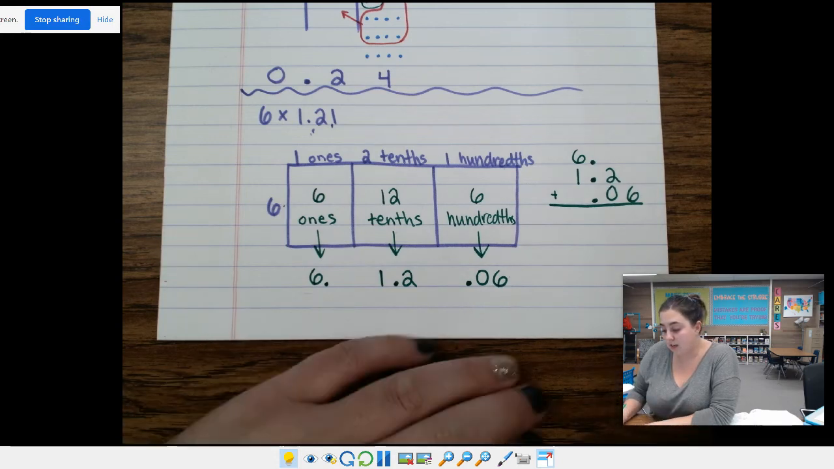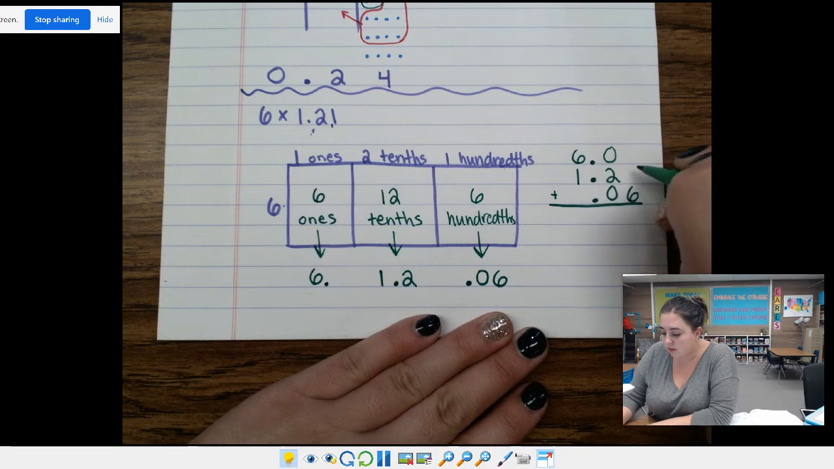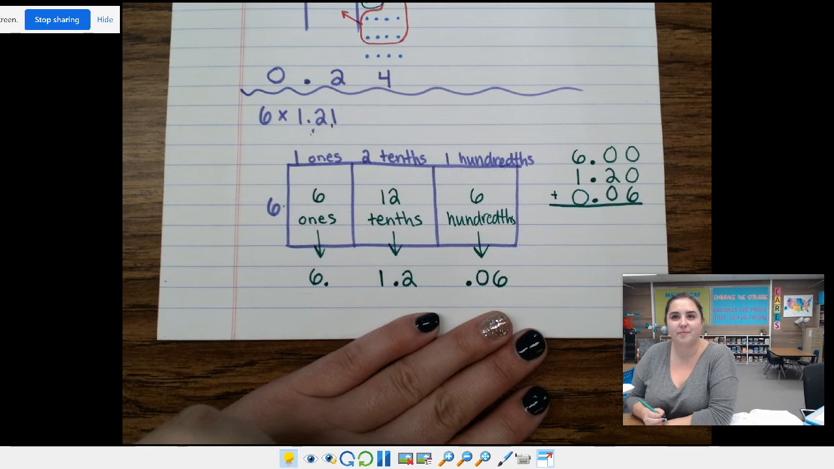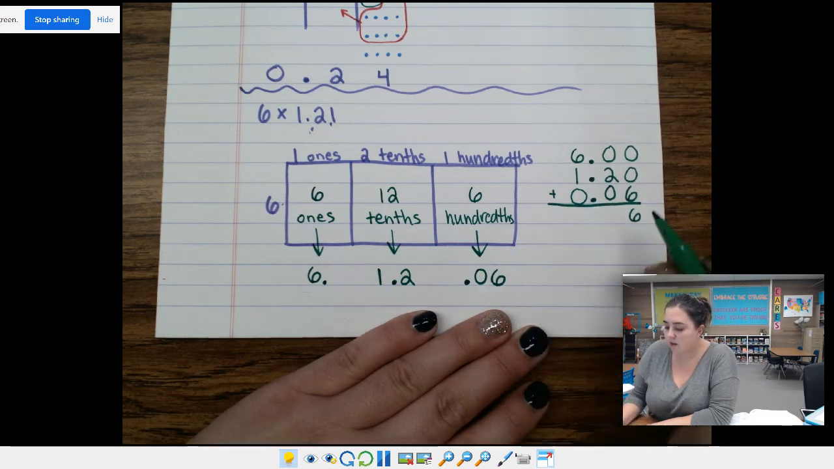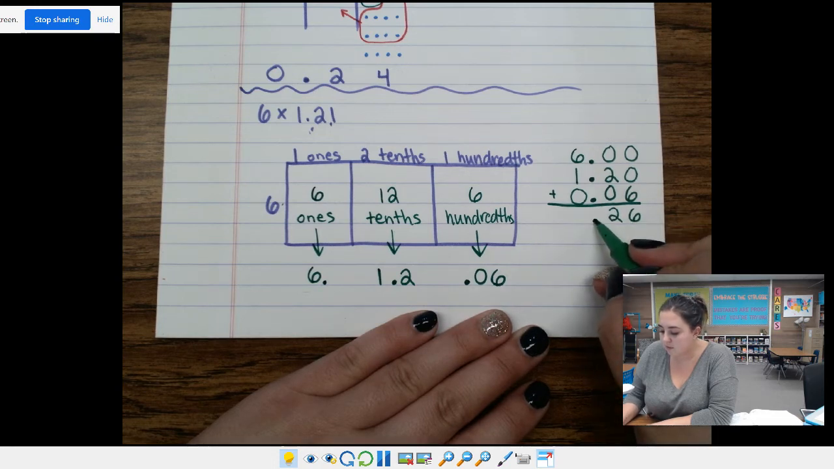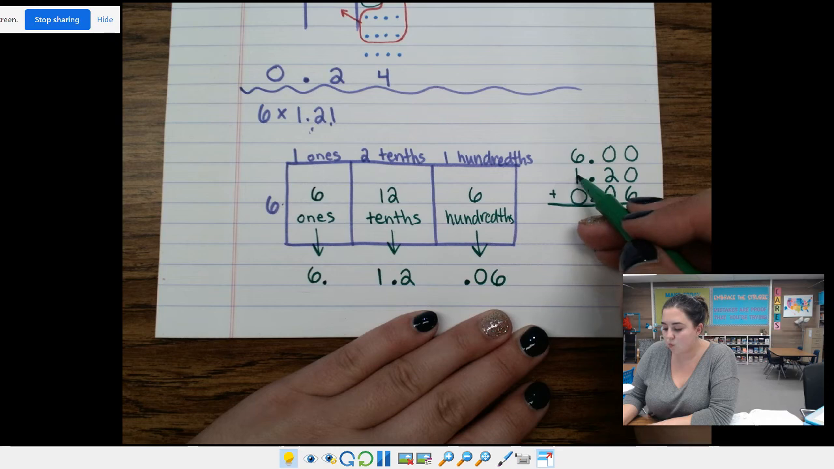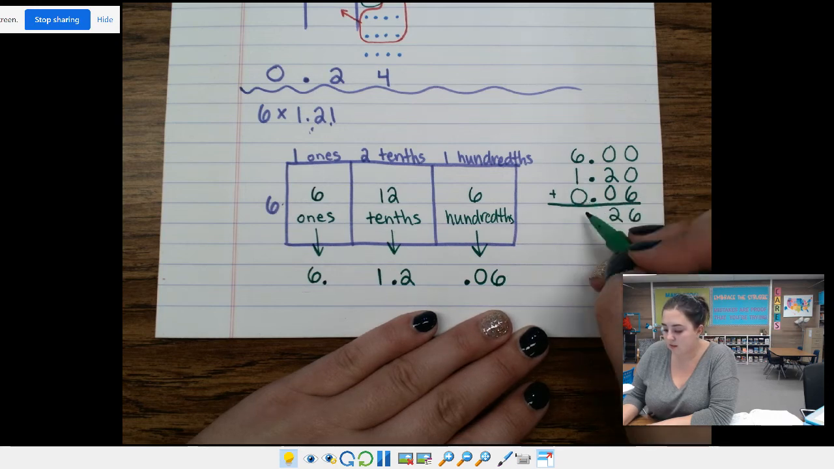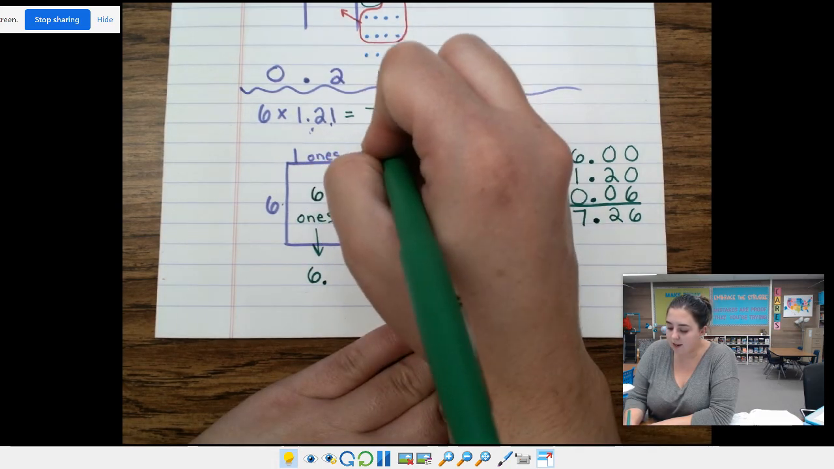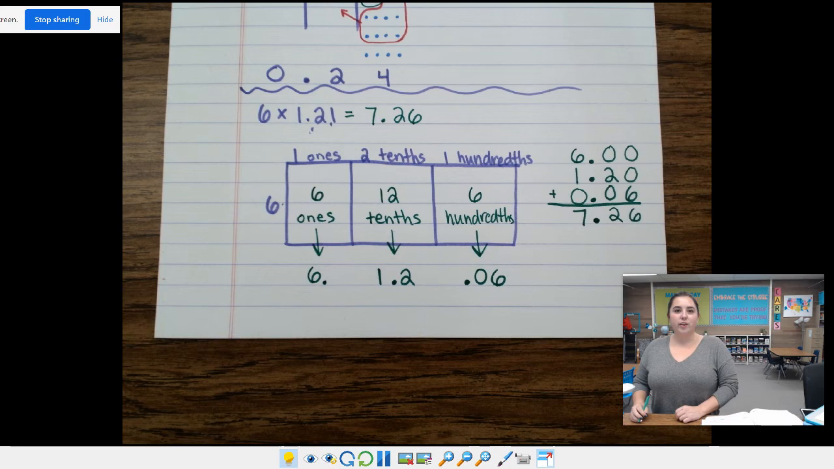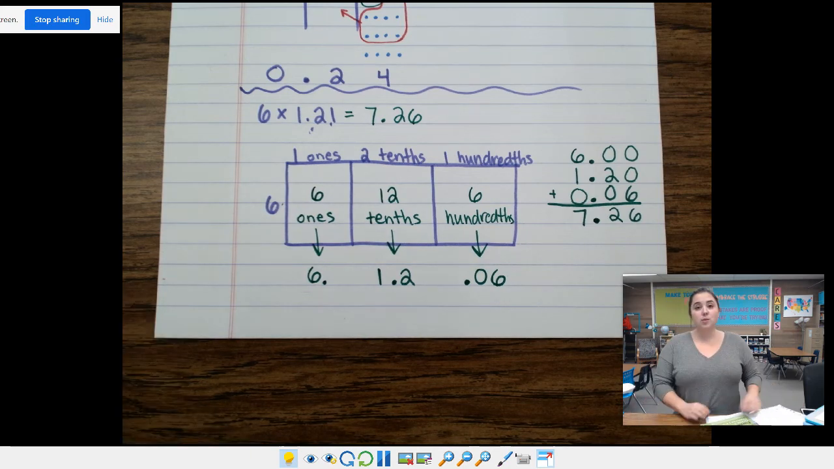Okay, again, it helps me if I add zeros in these empty spaces. So I'm filling it in like that. Now it's easier for me to see. So I have 0 plus 0 plus 6 plus 6. 0 plus 2 plus 0 is 2. My decimal comes down. 6 plus 1 is 7. Plus 0 is still 7. So our answer for this problem is 7 and 26 hundredths.